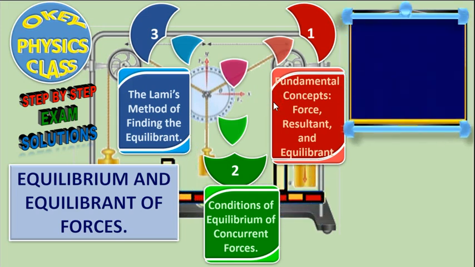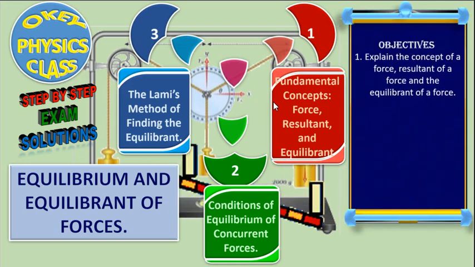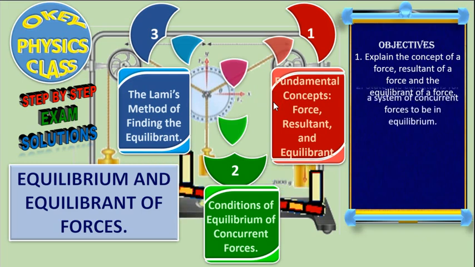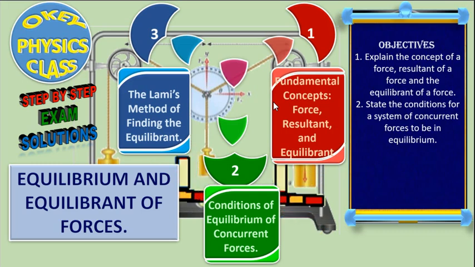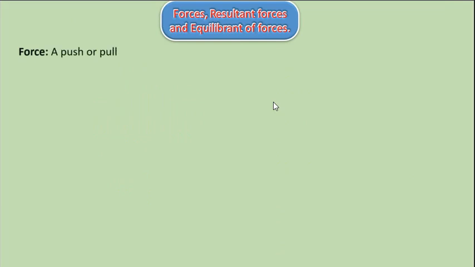forces. Our objectives for the presentation are: number 1, explain the concept of a force, a resultant of a force, and equilibrant of a force. Number 2, state the conditions for a system of concurrent forces to be in equilibrium. Number 3, use Lami's theorem to find the equilibrant of 3 forces. We move to the next slide for the discussion proper.